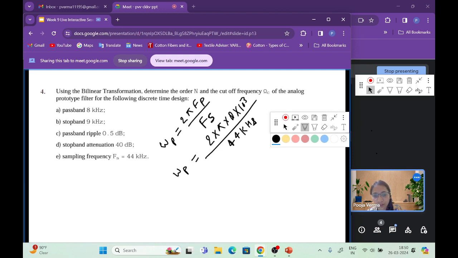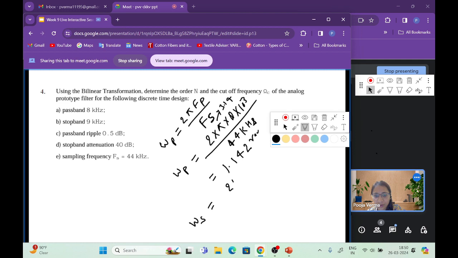So if we solve that, 2 multiplied by pi value, we will take 3.14 standard, and 8 then divide by 44. Here 10 to the power 3, 10 to the power will be cancelled. So we will get 1.142 radian per second, right? Similarly, we have to calculate the omega s also.